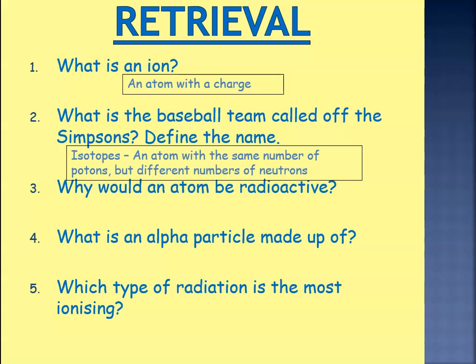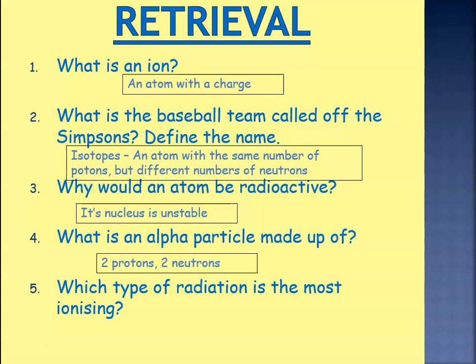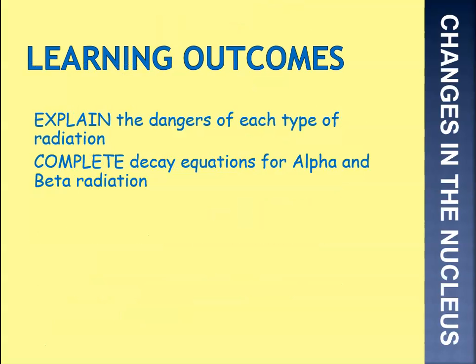Question 3. Why would an atom be radioactive? Radioactive atoms are generally atoms with nuclei that are unstable. What's an alpha particle made up of? It's made up of 2 protons and 2 neutrons. And finally, which type of radiation is the most ionizing? That would be alpha radiation. It's the largest and it's got the highest charge, so it's got more chance of ionizing and encountering an atom.